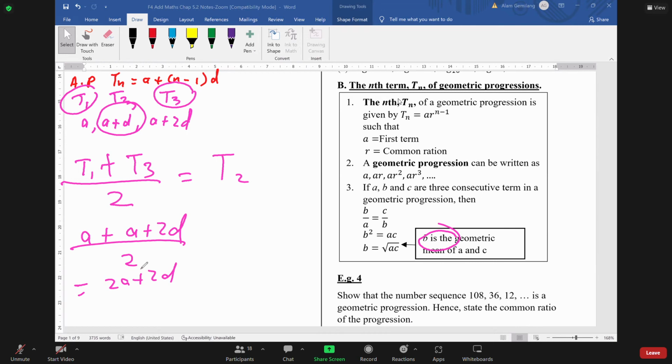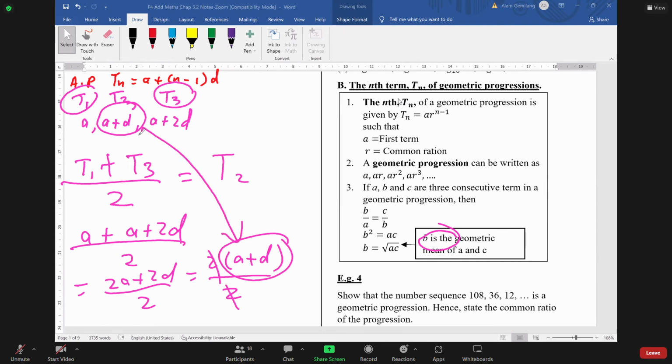Okay, yeah. So we say this one, right? T1 plus T3 divided by 2 must equal T2. So you check, eh? That means this one divided by 2. If you factorize the 2, right, so over 2, this is actually equal to T2.